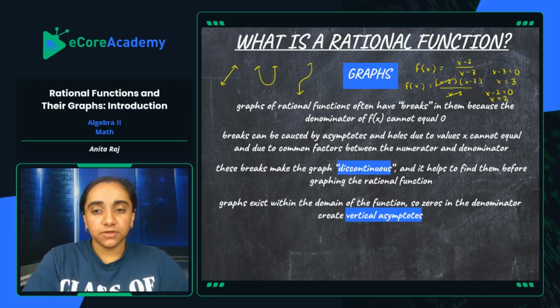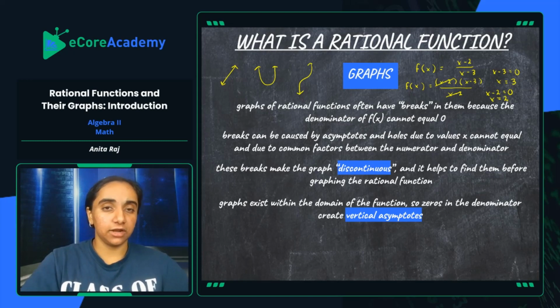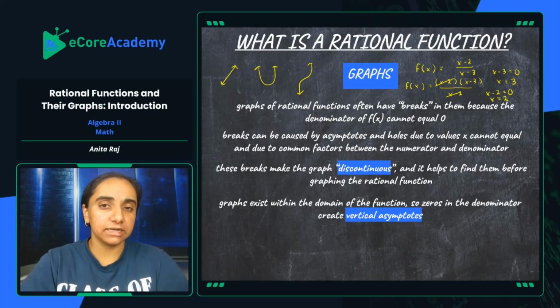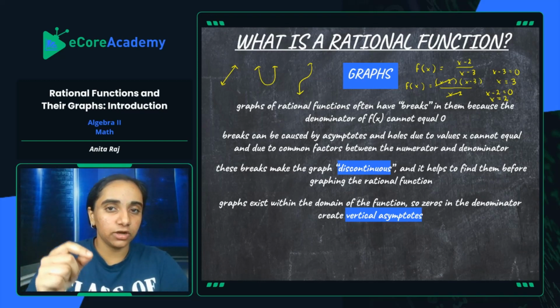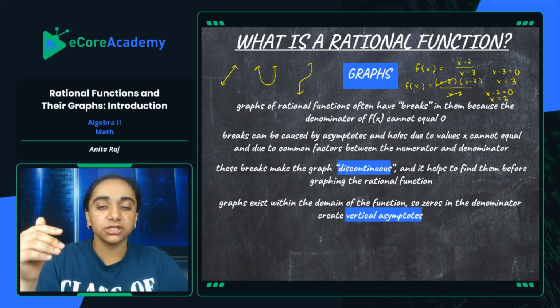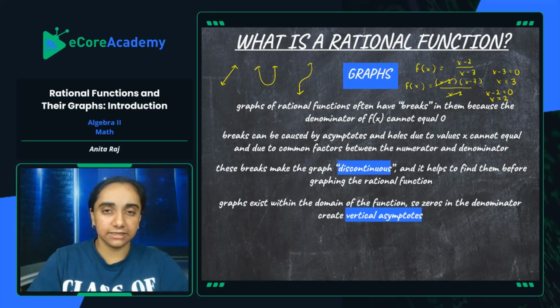Lastly, graphs exist within the domain of the function. So zeros in the denominator create vertical asymptotes. Therefore, what this means is that we have to determine where there are going to be breaks in the graph, because we're not going to just have a random point that pertains to this function at a point where the function doesn't even have a value. That's what this is trying to say.